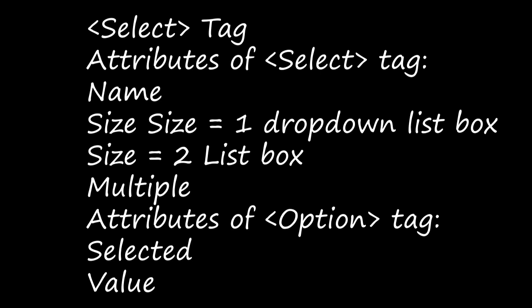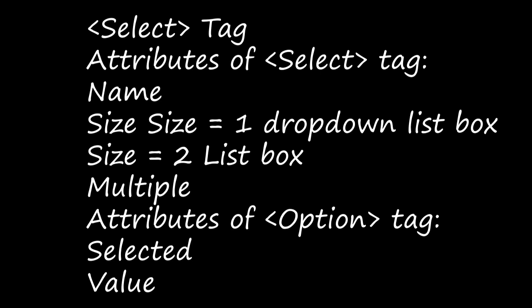Let's see what are the attributes which will come under this select tag, right? Name will be there. Here we have to give the name to which this has to be sent, right? And the next one, size, means you have to determine the style of this drop down list box. Size 1 means drop down list box, size 2 means list box, like that. And multiple allows the user to select multiple values, that is another attribute.